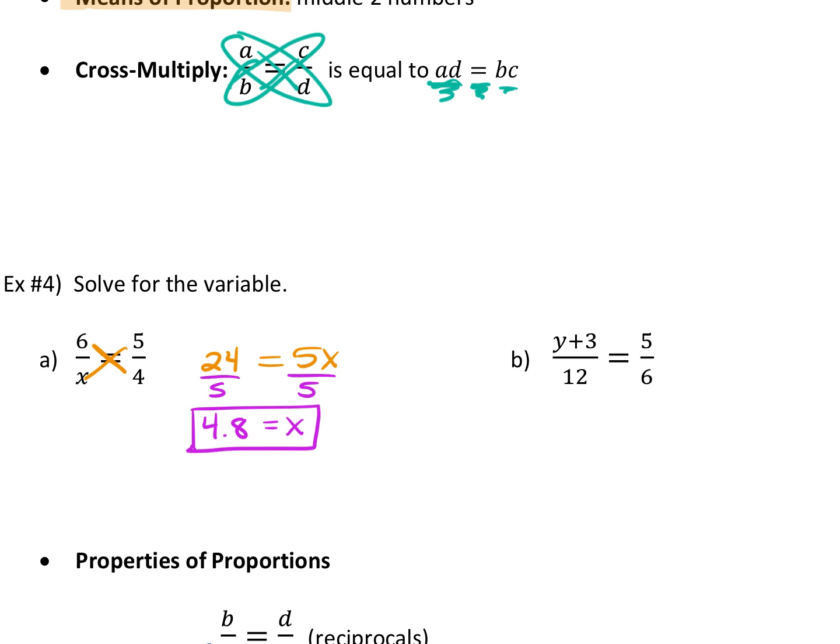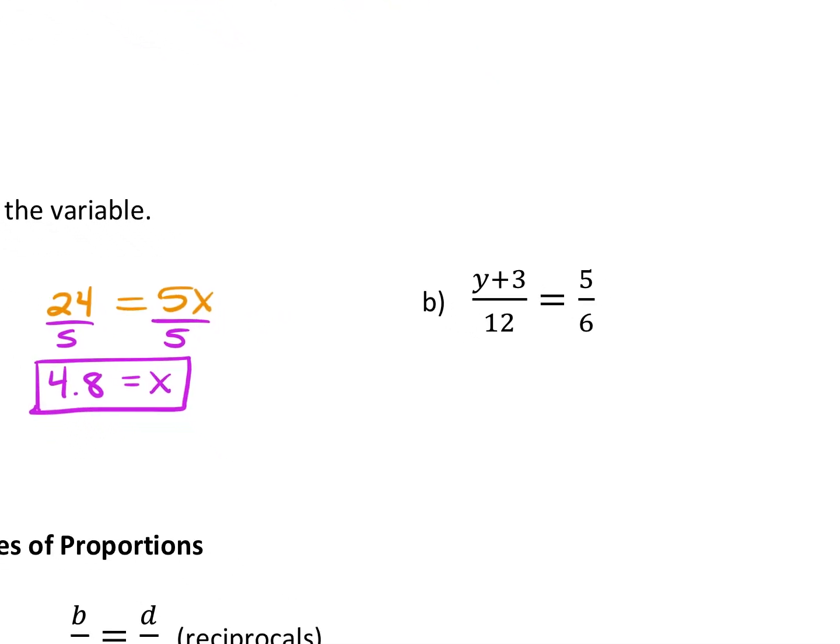Okay, this one's a little bit different. Notice there's an expression up here instead of just a number or a variable. What do you do differently when there's an expression? What shows up? Anyone know?